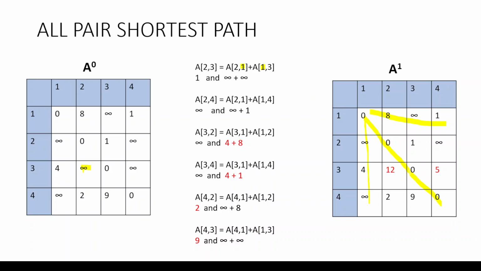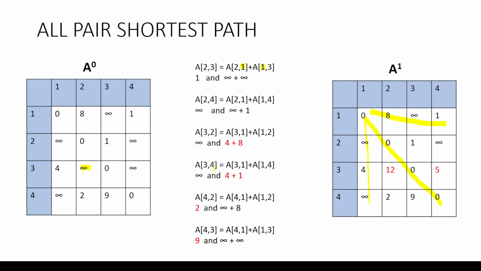Now this I need not check, I'll go for this. 3 to 4. 3 to 4 initially the value is infinity. It means that there is no direct edge from 3 to 4. But we are trying to check if there is an edge from 3 to 1 and 1 to 4. That is what is done here.